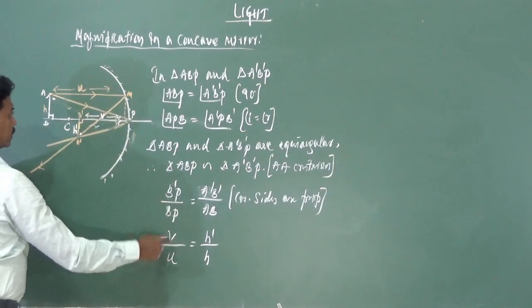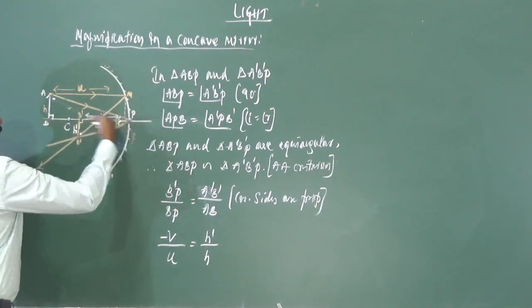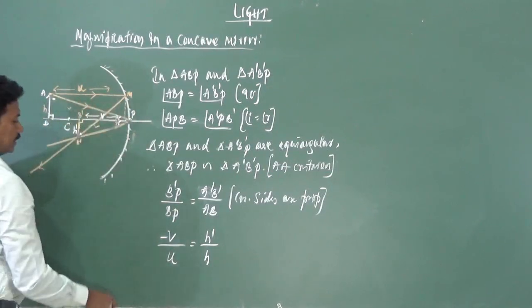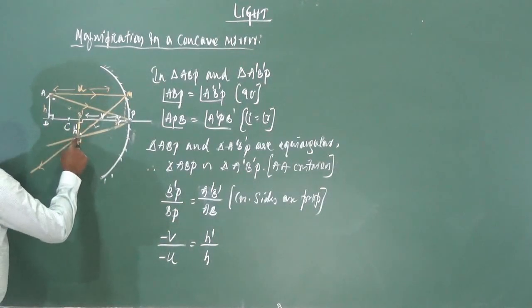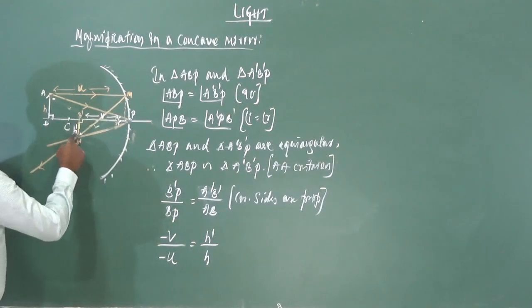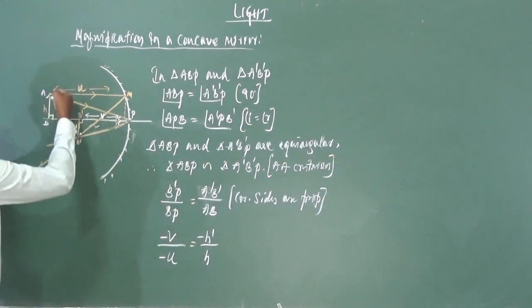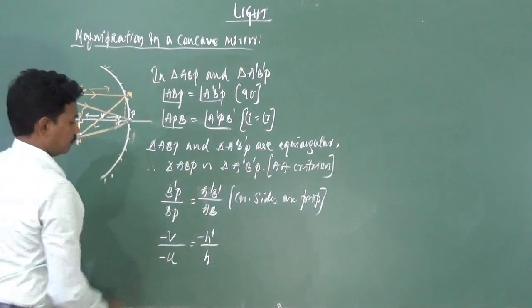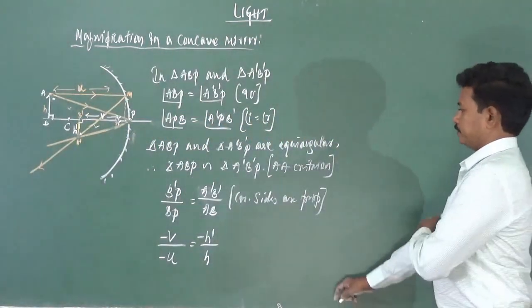And u is the object distance. The object is here and you are measuring from here, so you are measuring against the light rays, therefore it is taken as negative. h dash is below the principal axis, so it is taken as negative, and h is above the principal axis, therefore it is taken as positive. It remains positive. Right, so we will go with the next step.